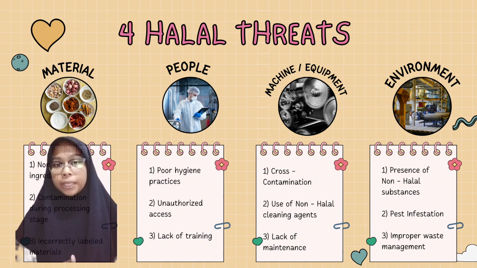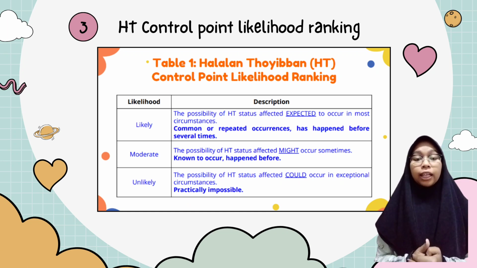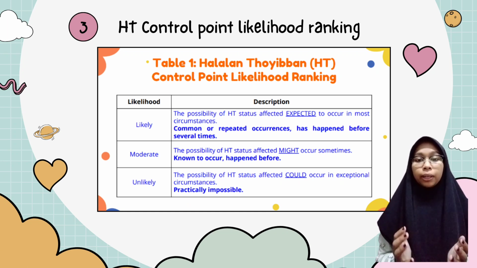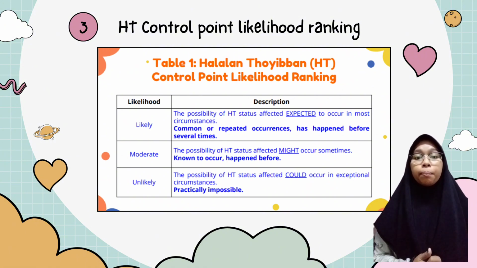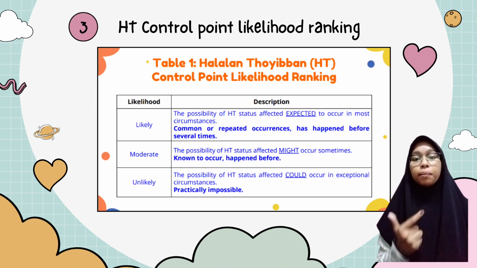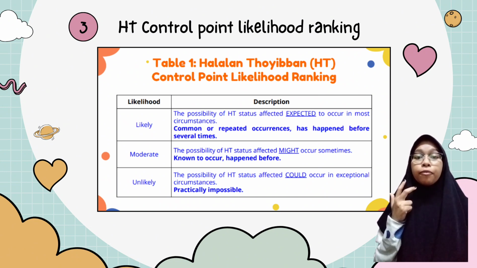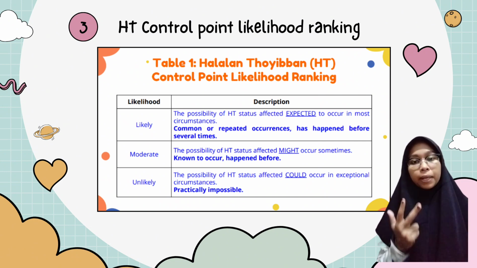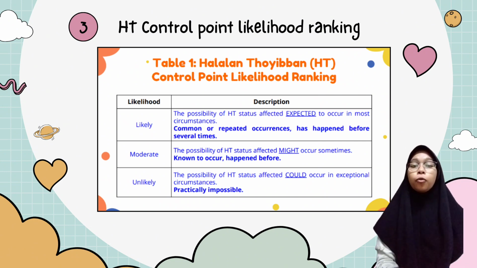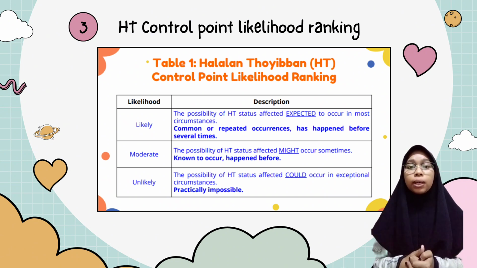The next step of identifying halal control point is halalan toyiban control point likelihood ranking. This ranking may vary depending on factors such as the nature of the raw materials, the complexity of the supply chain, and the effectiveness of control measures in place. There are three rankings of likelihood. The first one is likely. Likelihood for likely is involving the situation that is common or repeated many times. The halalan toyiban status affected is expected to occur.